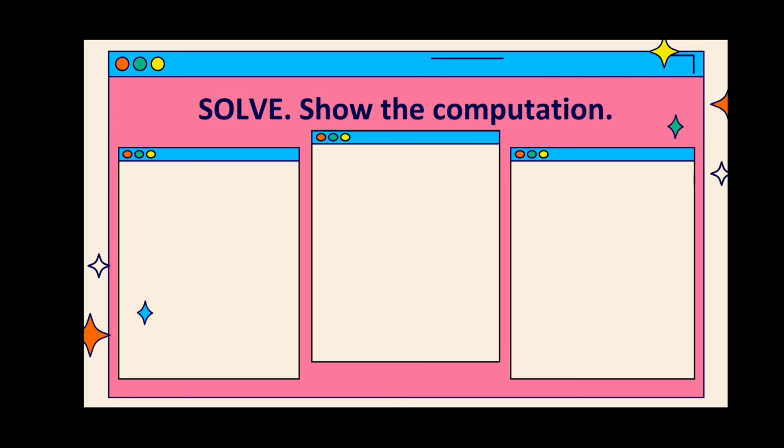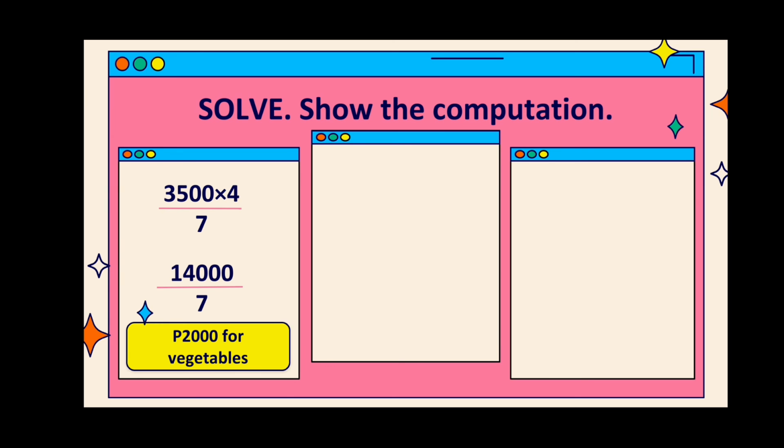Now, let's solve. Show the computation. We're going to multiply 3,500, since that's the budget, by the fractional part of each dish na bibilhin or lulutuin ni Aling Rena. The first one is for vegetable. That's 4/7, di ba? So, we have 3,500 times 4/7, that's equal to 14,000/7. And then, let's divide. It's equal to 2,000 pesos for vegetables.